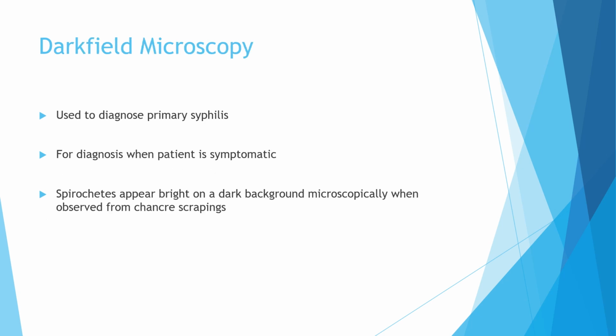Dark field microscopy is used to diagnose primary syphilis. It's not very sensitive and requires about 100,000 organisms per mL in order to see the spirochetes on a dark background. It does require expertise in dark field microscopy and very specialized techs. We use dark field microscopy to diagnose primary syphilis when the patient is symptomatic. Like I said, spirochetes are going to appear bright on a dark background microscopically.